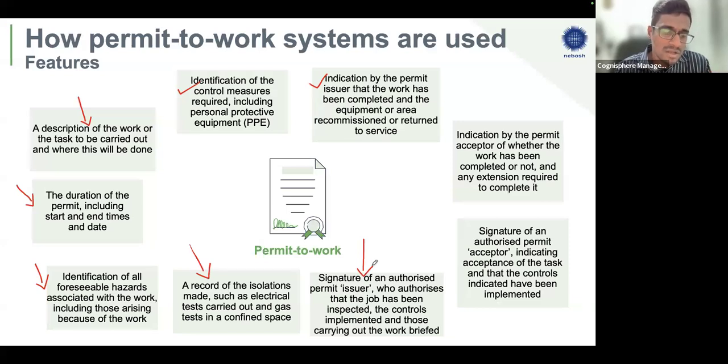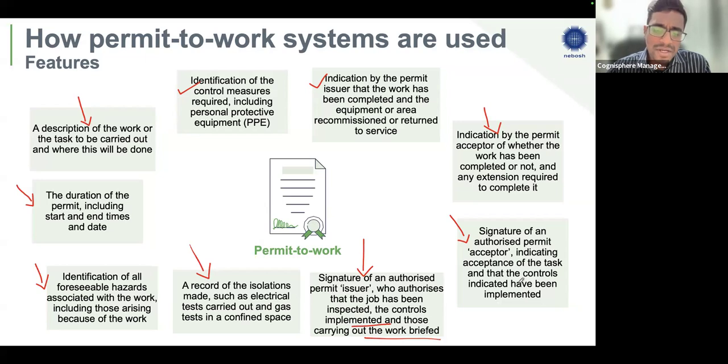They'll ensure the controls identified as part of the risk assessment are in place. Okay, so controls are implemented and those carrying out the work are briefed. Then there is an indication by the permit acceptor of whether the work has been completed or not, and the signature of an authorized permit acceptor indicating acceptance of the task and that the controls indicated have been implemented.